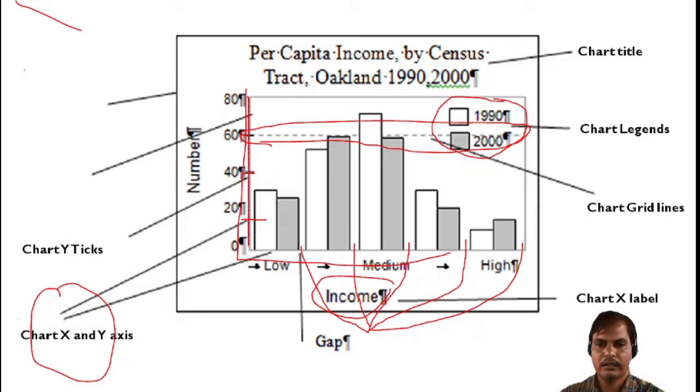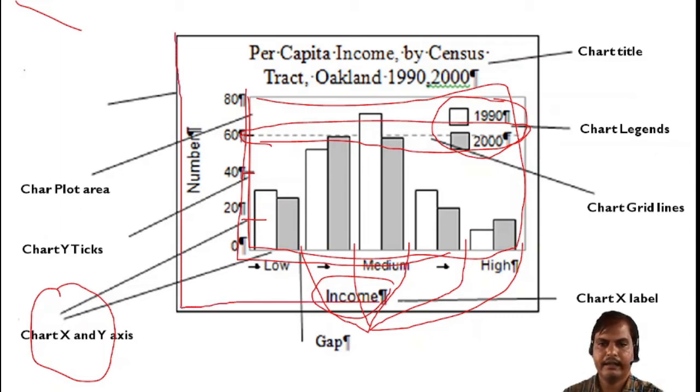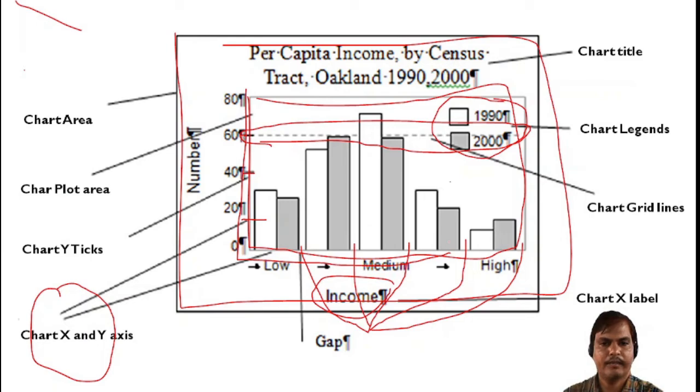So the bars generated inside this box or inside this particular area, what is it called, dear student? Yes, this is called the chart plot area. And finally, the entire area of your bar chart is called the chart area. This area where you are really plotting is called the plot area, and the entire page is called the chart area.